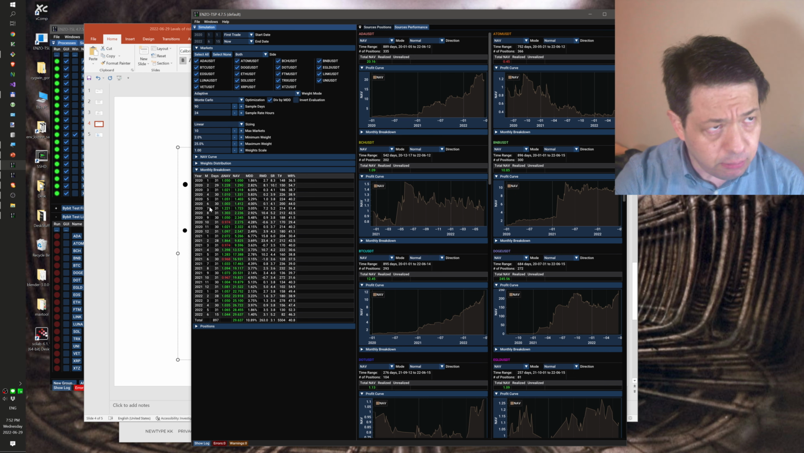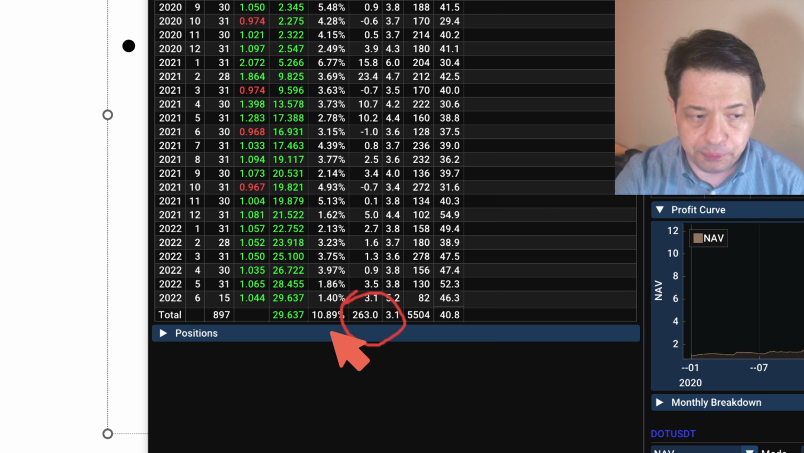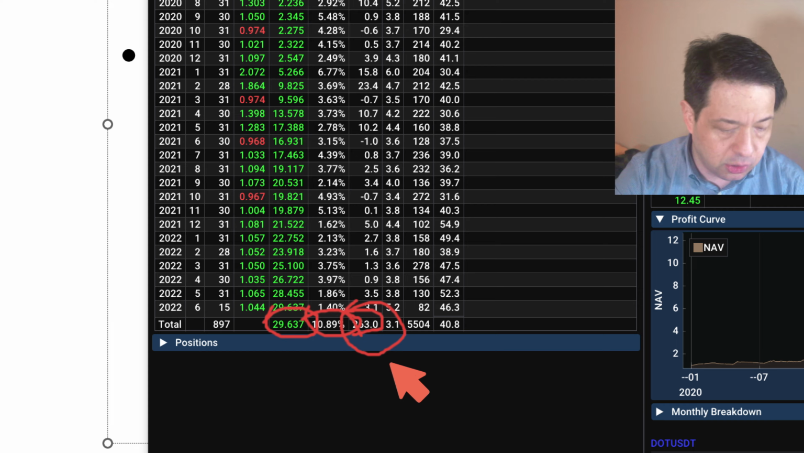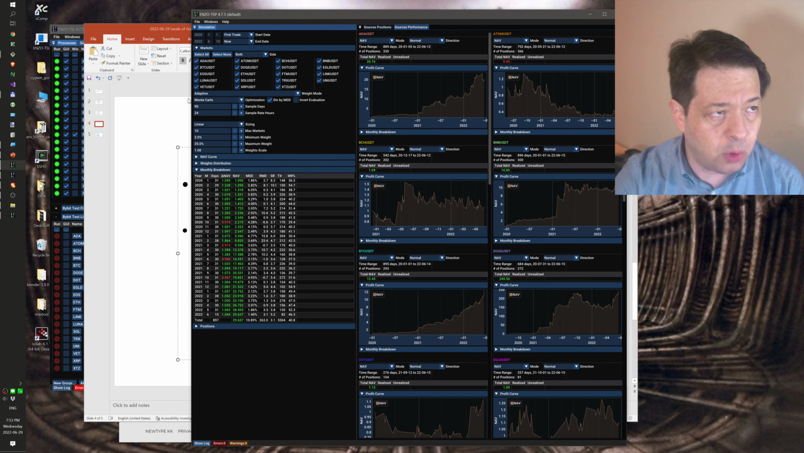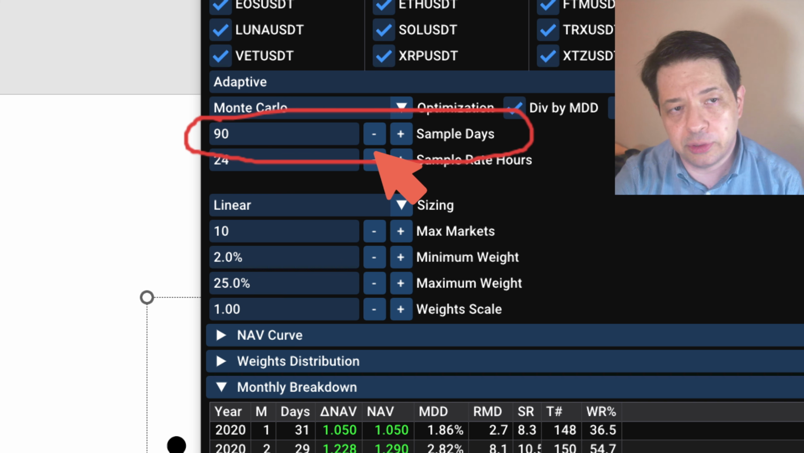And here, to recap, I mentioned Monte Carlo also in this case. We do use a Monte Carlo approach for optimizing. And then we also divide by the maximum drawdown. And this gives us this pretty good optimal value for the return over maximum drawdown. So return is 30 times, maximum drawdown is 10% for this given span of time, and return over maximum drawdown is this value. So that's the tool. Now, one thing to notice is that here the number of days that we use as a sample is 90 days.